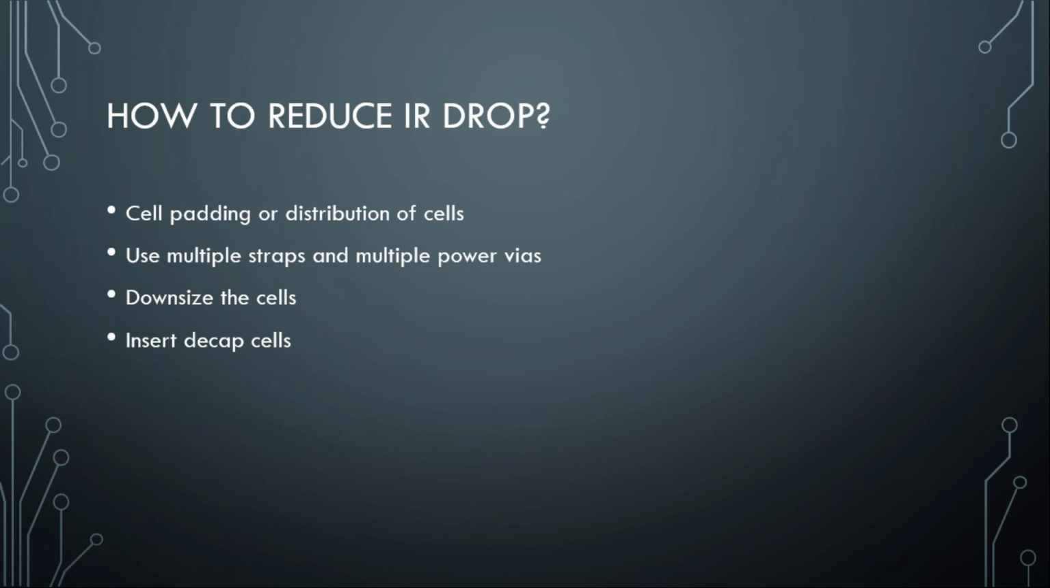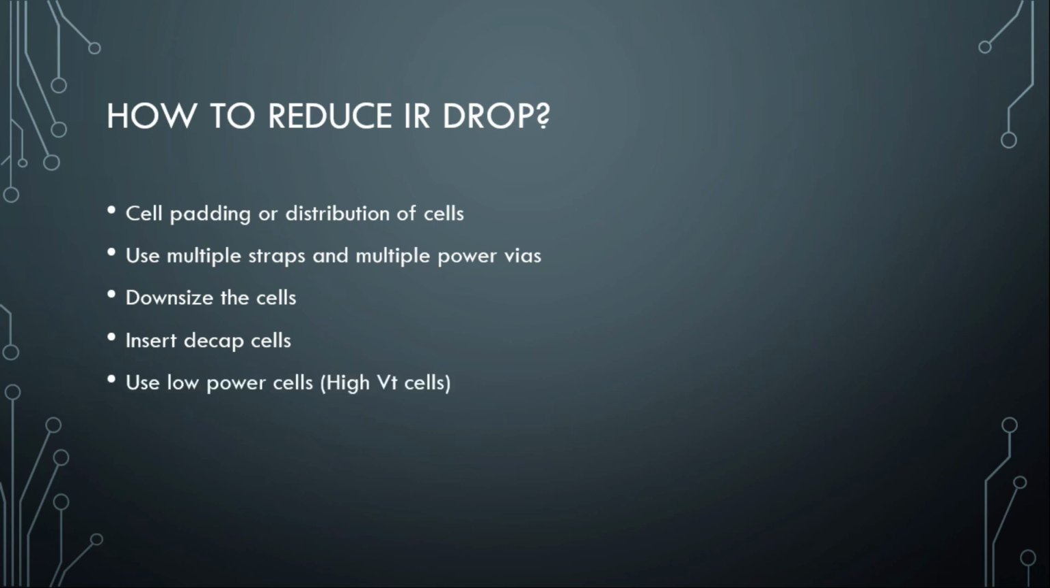We can also insert decap cells, which are explicitly added decoupling capacitance cells. As we all know, the fundamental property of the capacitor is to oppose the change in voltage. If the circuit has the voltage which is higher than the capacitor voltage, then the capacitor will charge up and make sure that in the circuit the voltage is stable. And if the circuit has lesser voltage than that of the capacitor, then the capacitor will discharge and try to maintain that voltage.